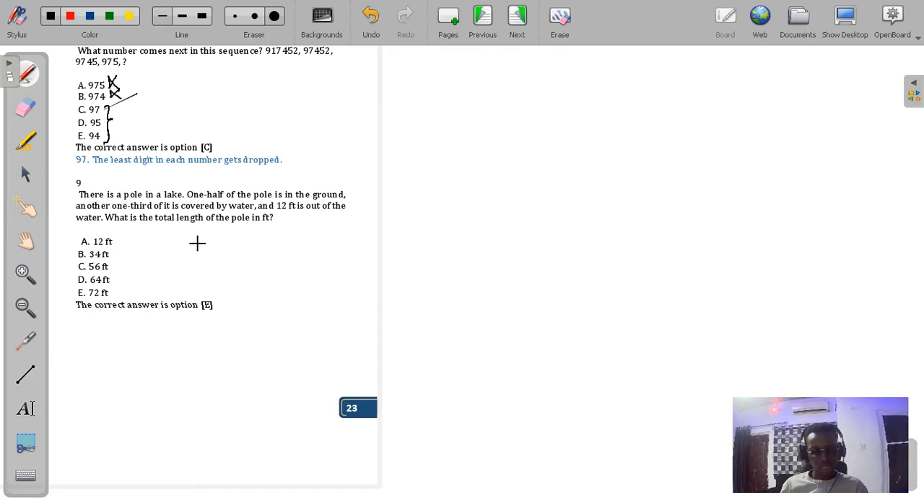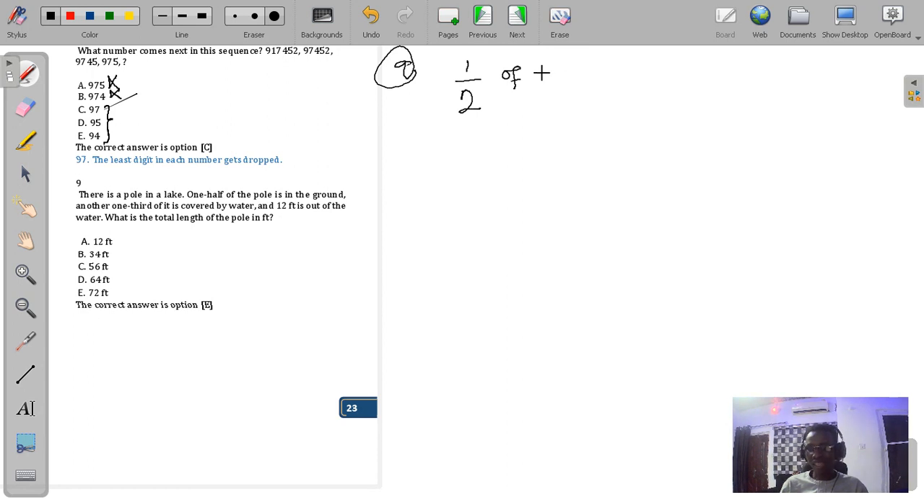A pole in a lake. There's a pole in a lake. So one half of the pole is in the ground. Hey God, which kind of question is this? All right, question number 9. There's a pole in a lake. One half, which means 1/2, of the pole. I don't know what the pole is.